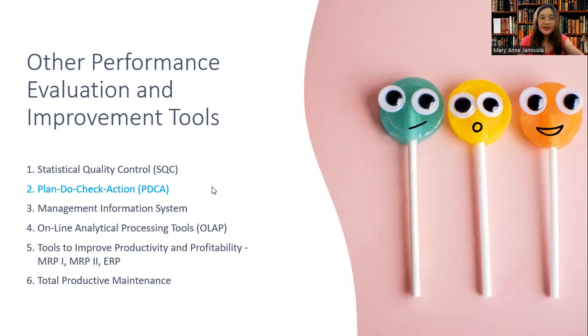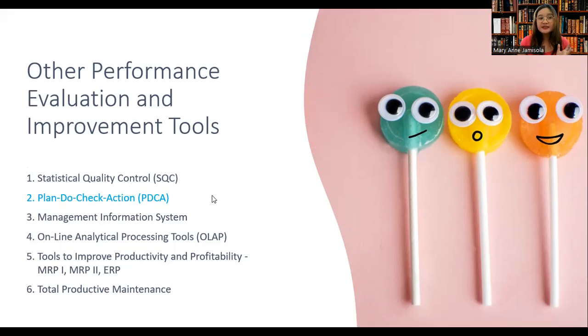Now, PDCA also has other terms or names. It is also known as the Deming circle, cycle, or wheel. It is also known as the Shewhart cycle. And sometimes PDCA is also referred to as PDSA. So instead of CA, it becomes SA. So plan, do, study, act. All these terms pertain to one and the same thing.